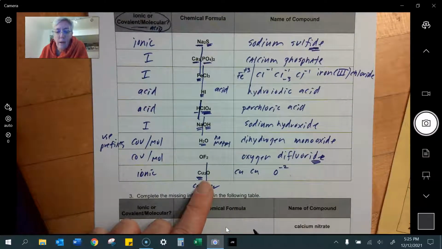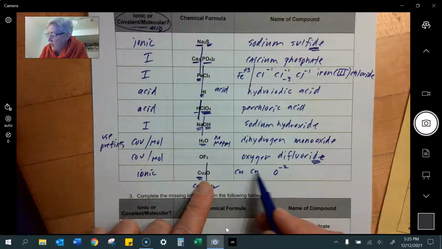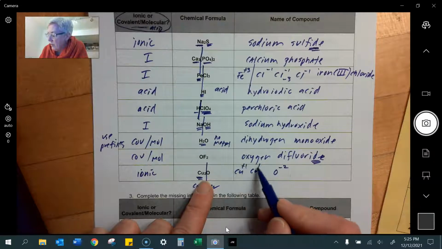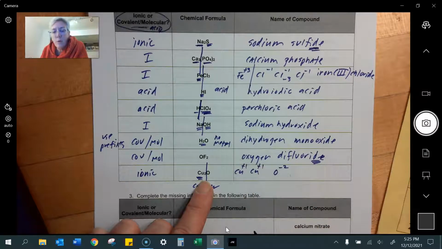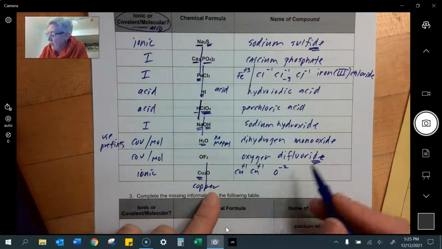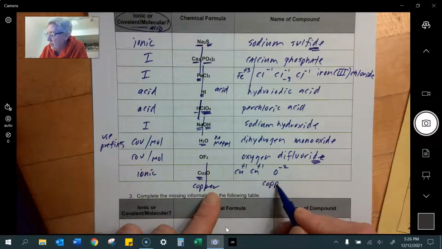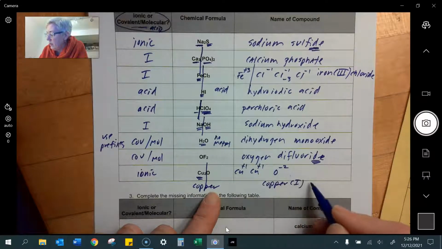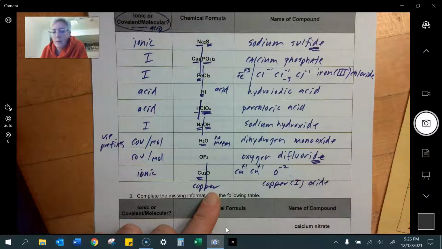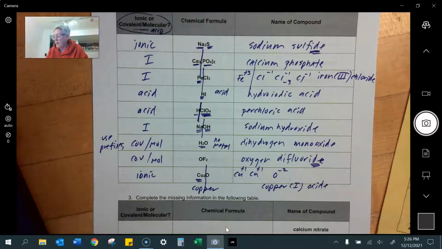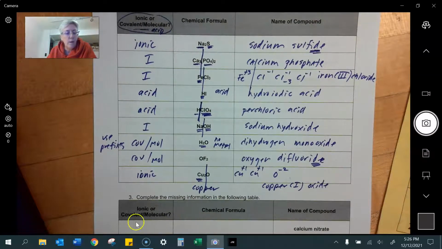Ionic compounds have to add up to 0. So each of those has to be a +1, because now +2 and -2 are going to cancel. And the name of this is going to be copper, Roman numeral 1, oxide. Okay? All right, I think I'll do the next part in the next video.